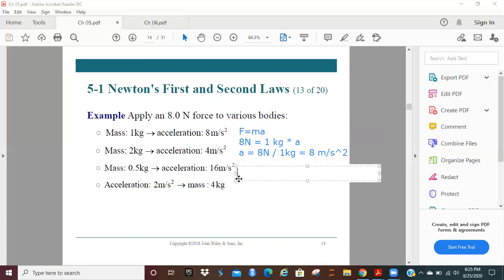For the second problem, if the mass is 2 kilograms, again, the force is equal to mass times acceleration. Again, I have 8 newtons of force. The mass is 2 kilograms. I don't yet know what the acceleration is. If I solve for A, I get 8 newtons divided by 2 kilograms. So my acceleration is 4 meters per second squared.